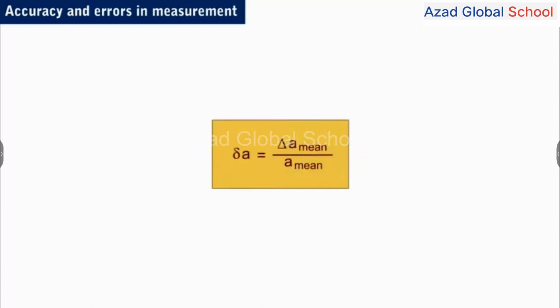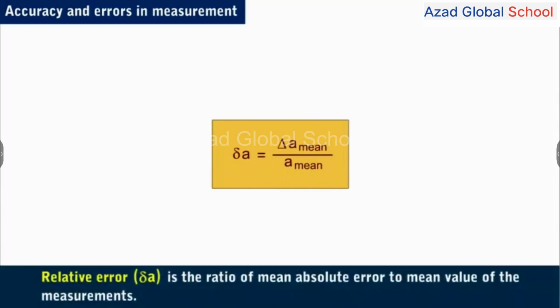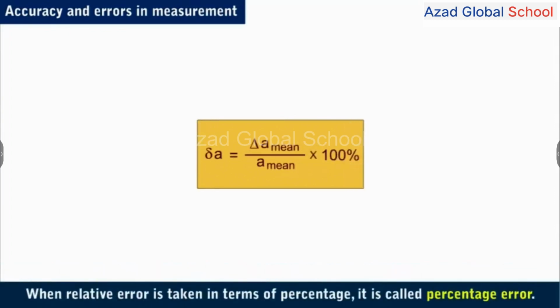Instead of absolute error, we often use relative error. Relative error is the ratio of mean absolute error to mean value of the measurements. Relative error is denoted by delta A over A. When relative error is taken in terms of percentage, it is called percentage error.